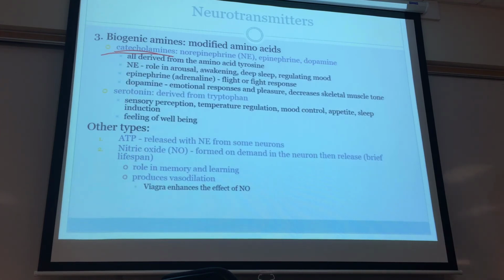That stimulate the sympathetic nervous system. If you were to take a look at the role of norepinephrine, you'll see that it's involved in arousal, awakening, regulating mood. If you take a look at epinephrine, adrenaline, that increases the fight or flight response.